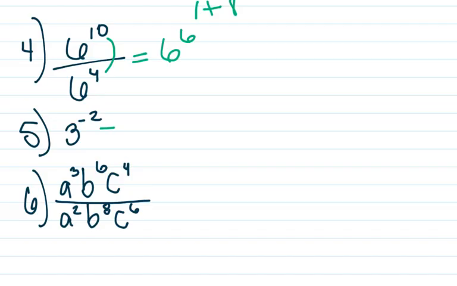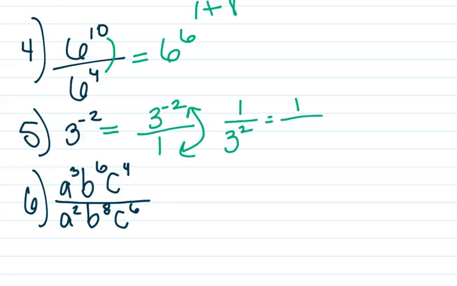Okay, this next one, I said I just want a positive. So remember, 3 to the negative second, any whole number goes over 1. So you want to do the reciprocal or flip it over, and that makes it positive. So that's 1 over 3 to the 2nd. And remember, you can simplify that. 3 to the 2nd is just 3 times 3, which is 9. So that would be your answer.